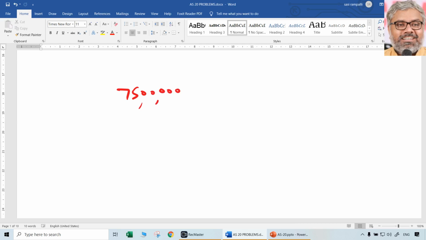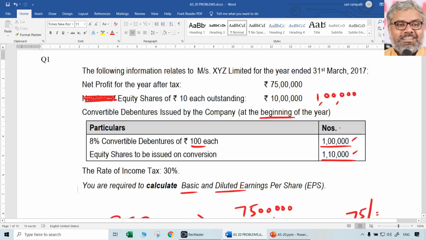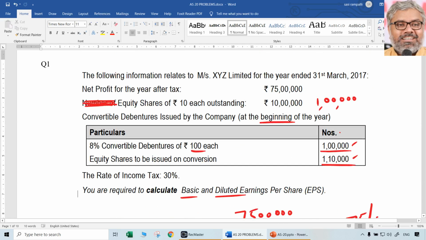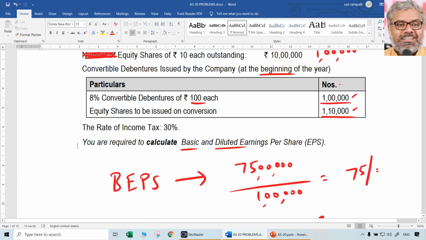75 lakhs rupees are the profits originally. Now, because of these debentures, and once again, diluted means imagination. If these debentures are converted, how many debentures would be there? 1 lakh debentures of 100 rupees each.